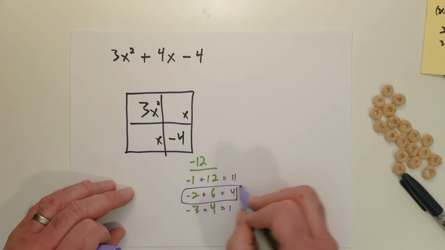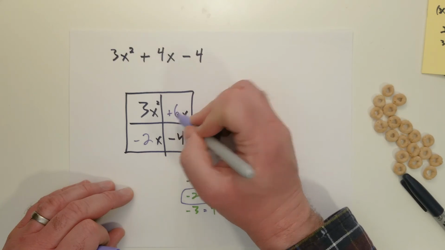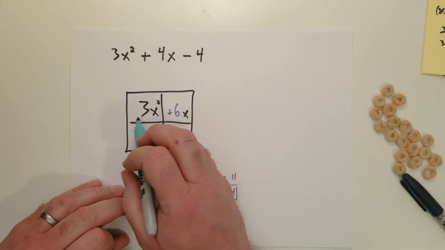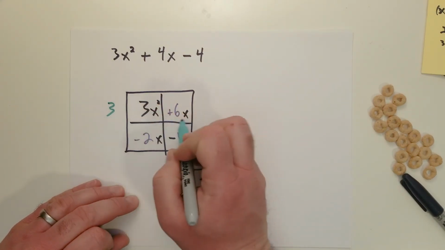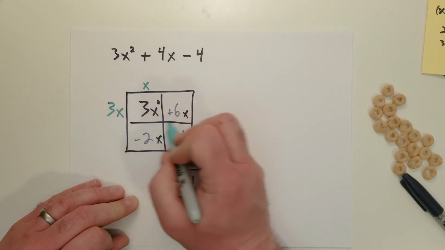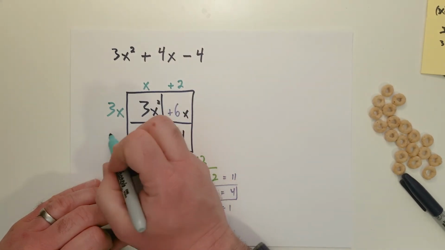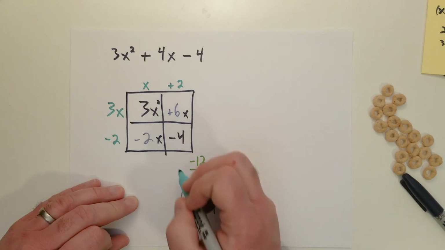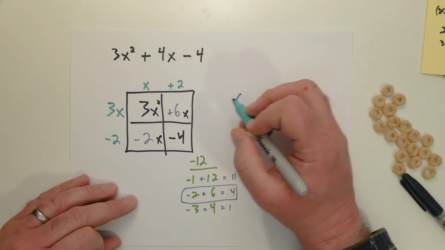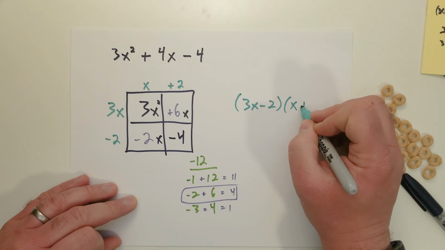And this is it. So the magic numbers we're looking for are negative 2 and positive 6. Now we're looking for the greatest common factor of this top row. They do have a 3 in common as a factor, but also an x. What times 3x gives you 3x squared? X. What times 3x gives you plus 6x? Plus 2. What times x gives you negative 2x? Minus 2. And then this last box is our check. Negative 2 times positive 2 does equal negative 4. So the factors of this trinomial are 3x minus 2 and x plus 2.